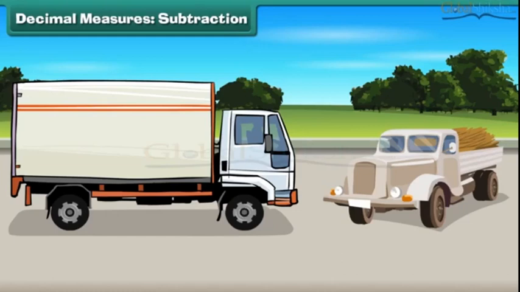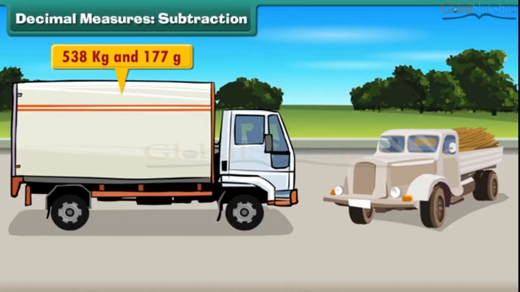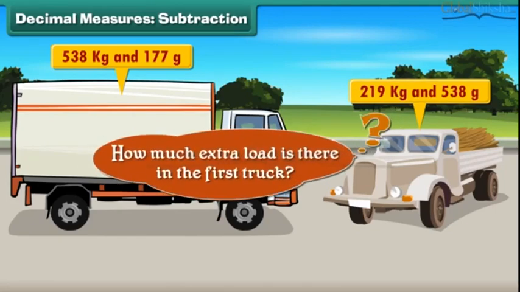Let us look at another example. One truck has a load of 538 kilograms and 177 grams of grain, and another has a load of 219 kilograms and 538 grams of grain. How much extra load is there in the first truck?